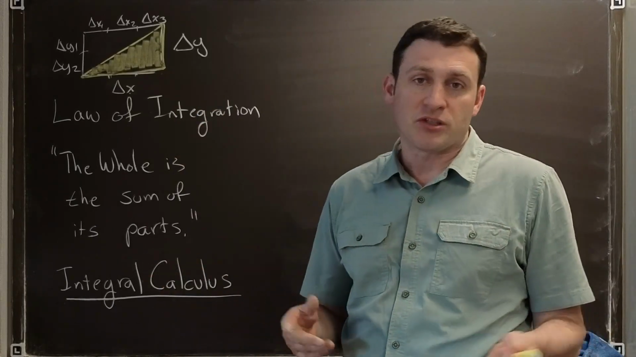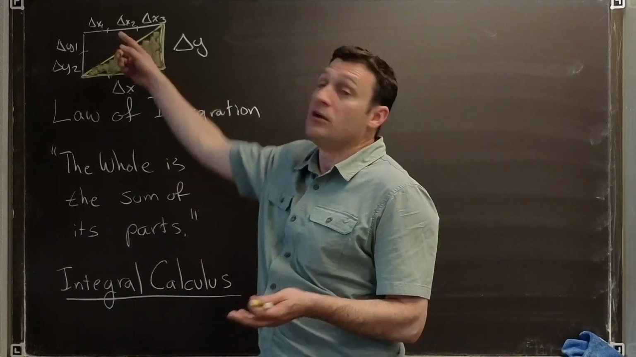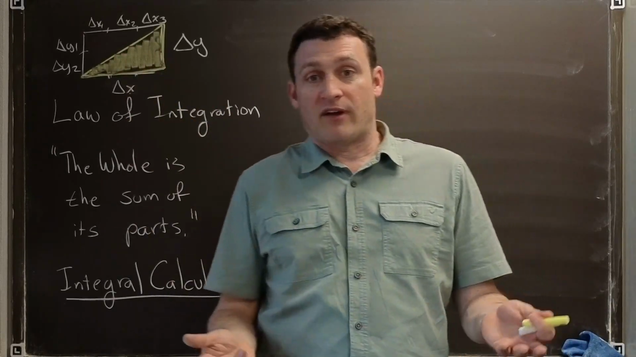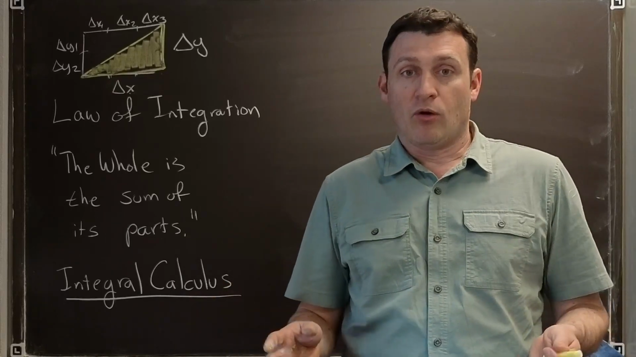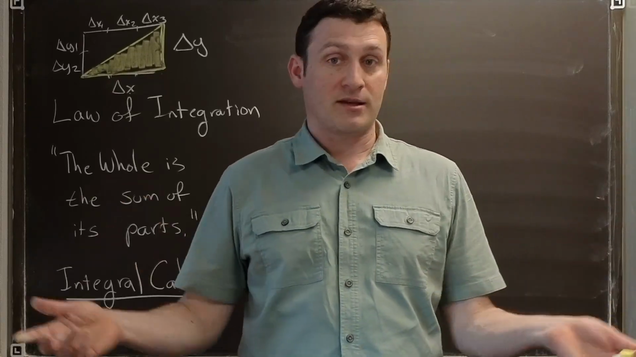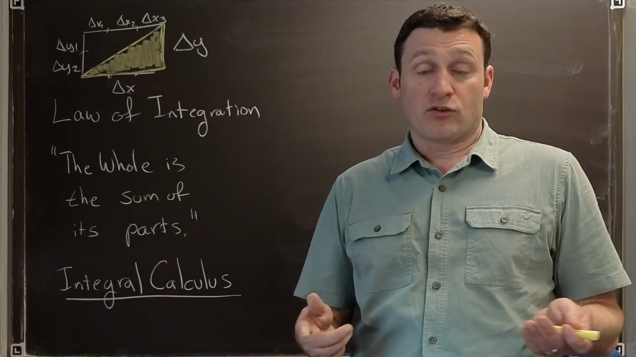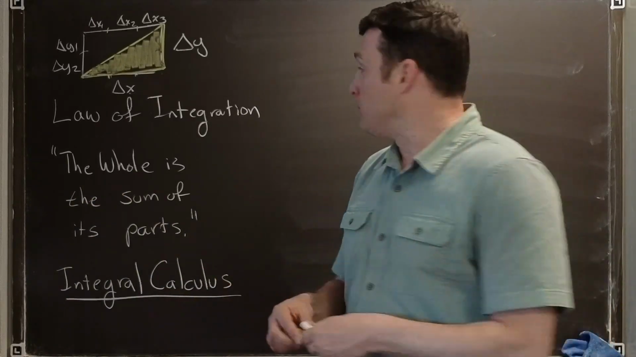Perhaps the easiest solution is simply to observe that I could double the triangle and create the rectangle. Therefore, if I assume that this law of integration holds, that the sum of the parts is the same as the whole, then the area of the whole is the same as twice the area of the triangle. Therefore, the area of the triangle is half the area of the rectangle.